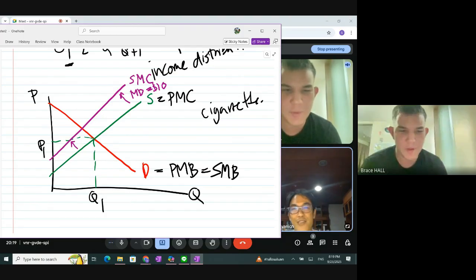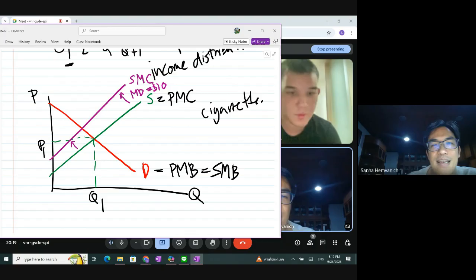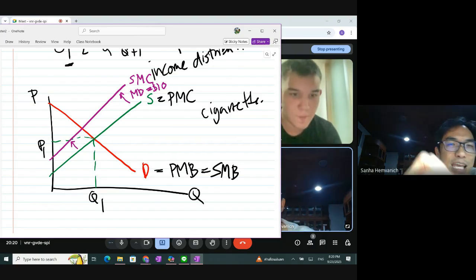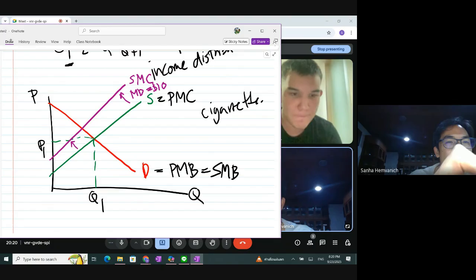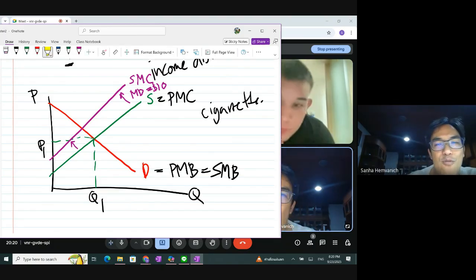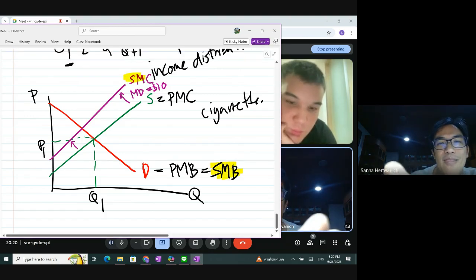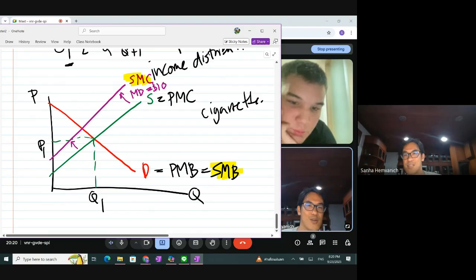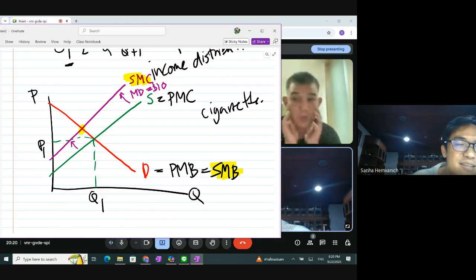And is that why we have the tax? Yeah, but tax comes later. Okay, so you can see that here, right? If we care about society, what is efficient for the society? We have to look for where the society benefit is equal to the society marginal cost. And it's actually this point here.